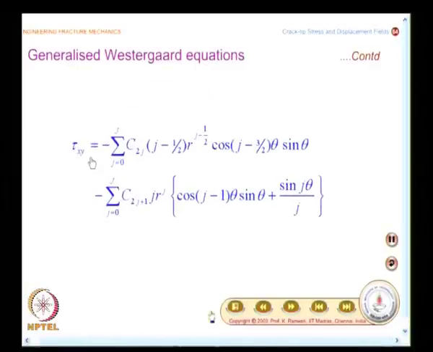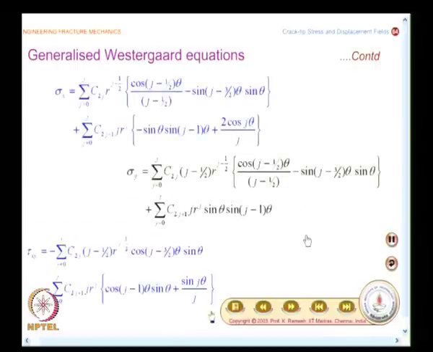Now we will go for shear stress tau xy, that is equal to minus summation j equal to 0 to J C 2j multiplied by j minus half r power j minus half cos of j minus 3 by 2 theta sin theta minus summation over j equal to 0 to J C 2j plus 1 j r power j multiplied by cos j minus 1 theta sin theta plus sin j theta divided by j. And you will also have the full expressions shown. So if you have made any typographical error, you can relook at them and make the suitable changes.